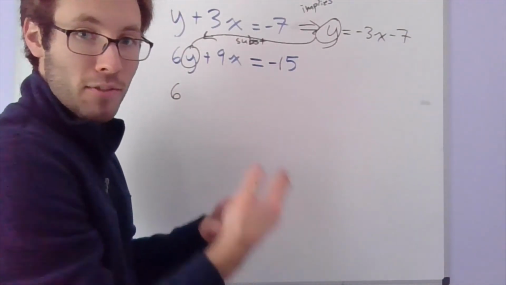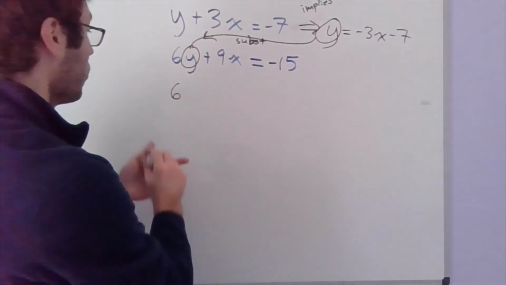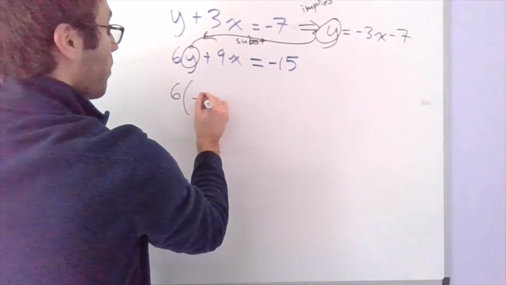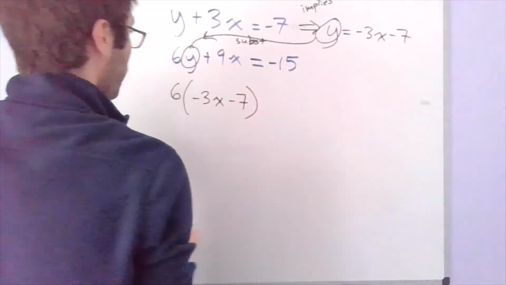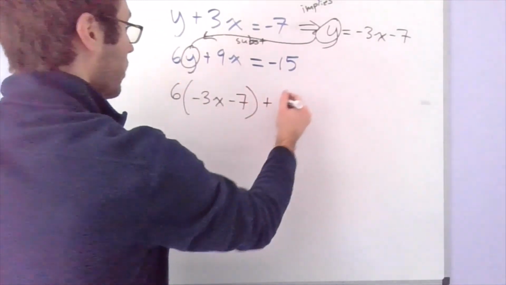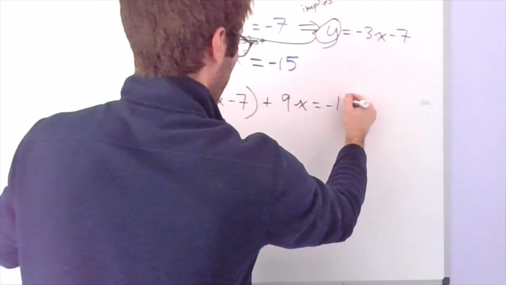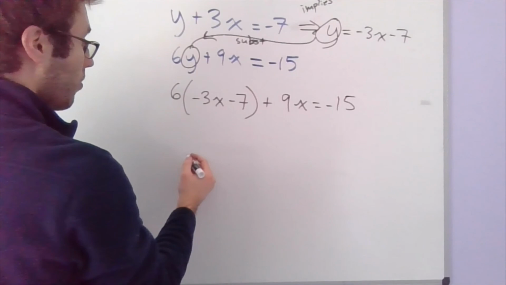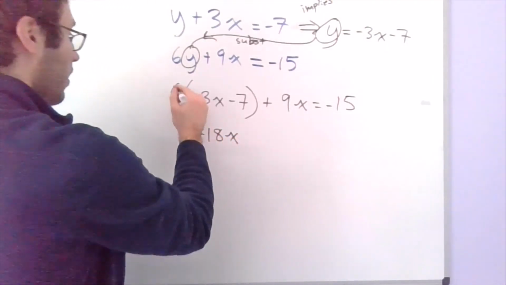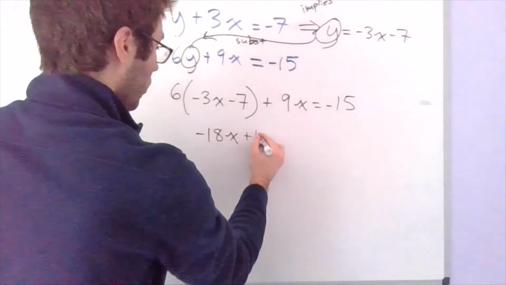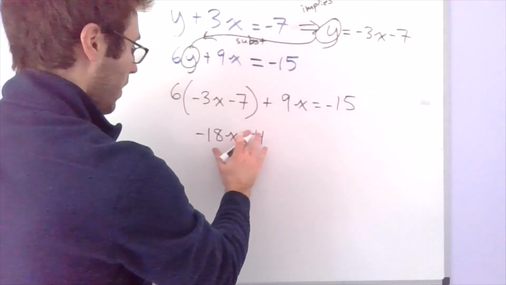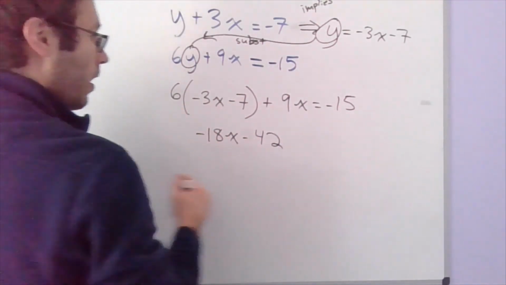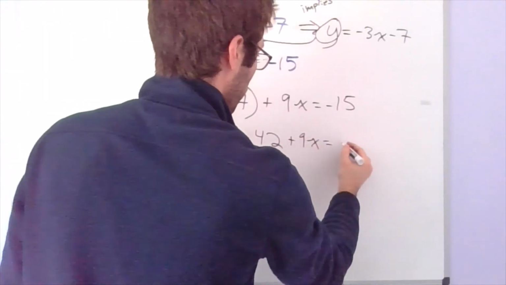When you substitute here, remember every time you substitute, they have to have parentheses. So include those parentheses. We know y is minus 3x minus 7, so I'm going to write minus 3x minus 7 here, plus, because that's what y is, plus 9x is equal to -15. Now we use the distributive property here, so you're going 6 times -3x is -18x. 6 times -7 is 42. Oh, -42, my bad. So 6 times -7 is -42. And then you have plus 9x equal to -15.